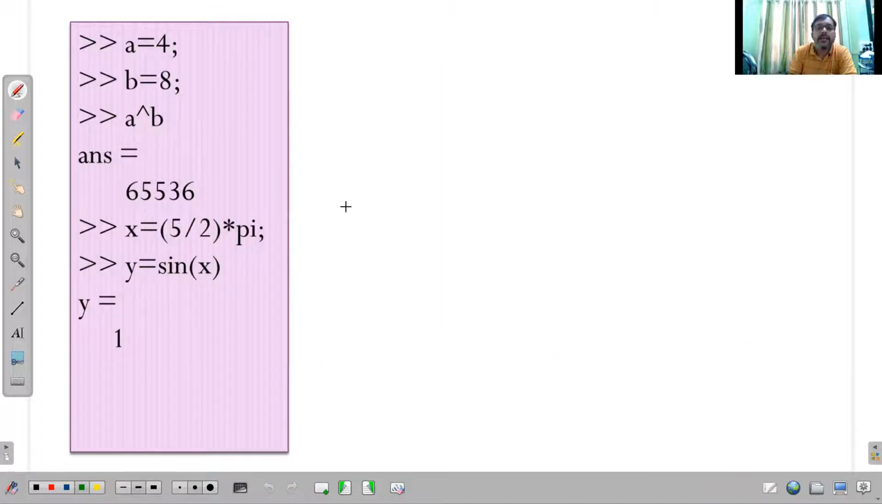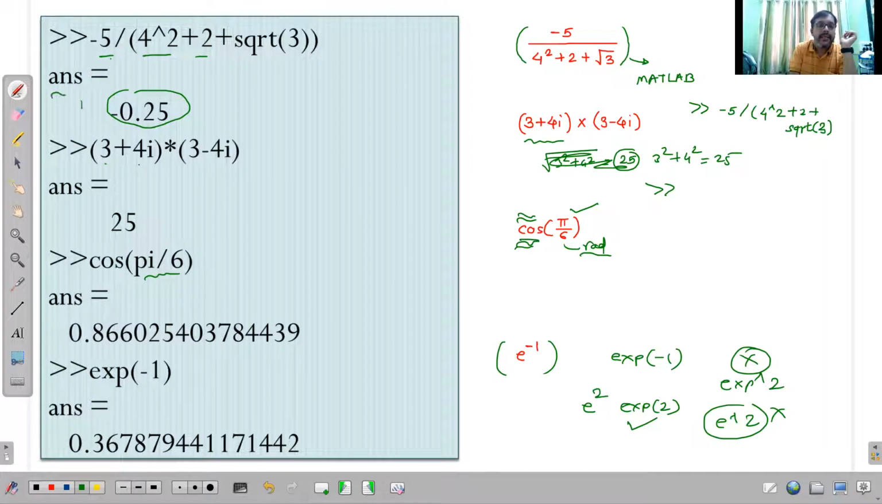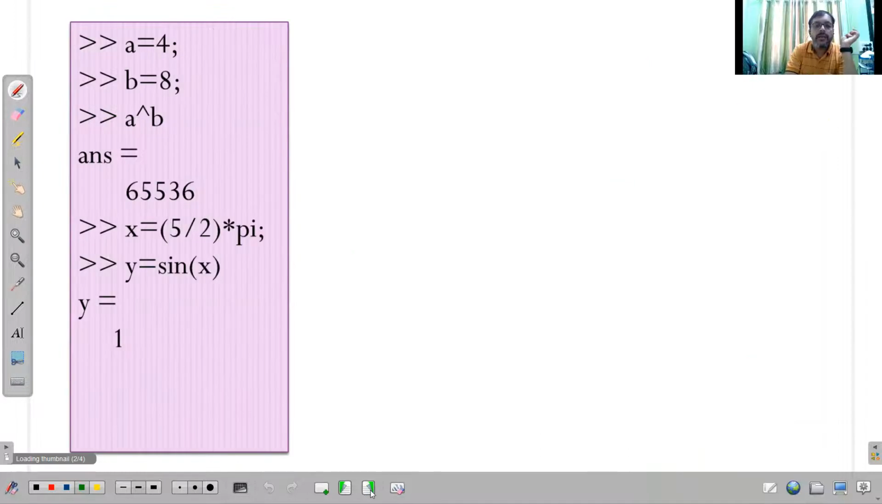Now, how to assign variables. If you observe in the previous slide, all answers are displayed as ans. Each answer is saved as the variable ans, but I want some variable name for that. So how to assign a variable? Here you can see a is equal to 4, b is equal to, and I'm putting a semicolon in front of this. What is the use of the semicolon? I will demonstrate afterward.